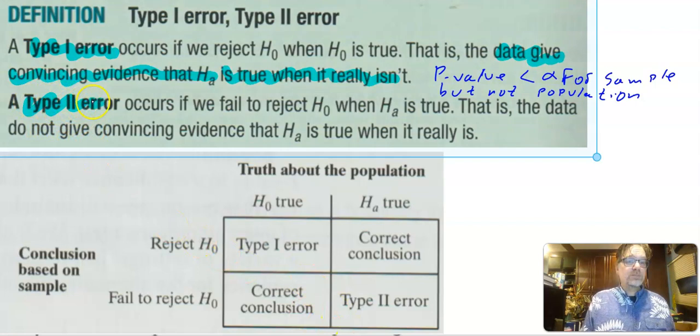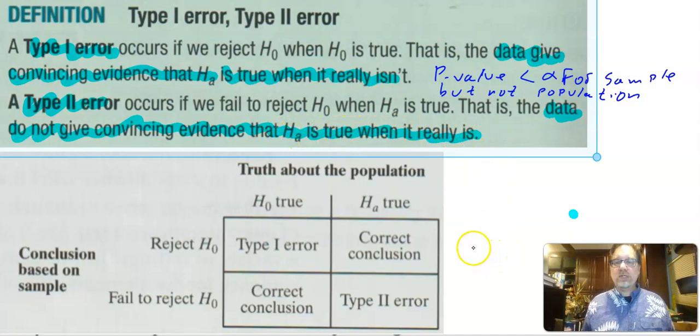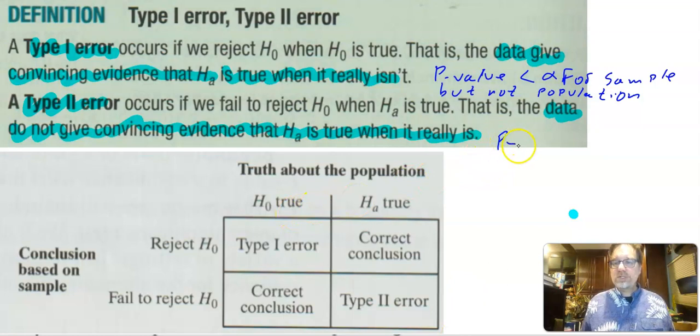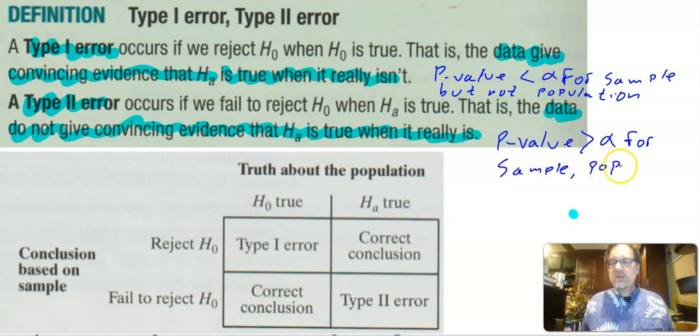Type 2 errors. This says a type 2 error occurs when we fail to reject the null hypothesis when the alternative hypothesis is true. I don't like looking at it that way. I like to say the data do not give convincing evidence that the alternative hypothesis is true when it really is. So what that means, when I look at my sample, I'm going to have a large p-value. My p-value is going to be greater than alpha for this sample. But again, the population does not reflect that.